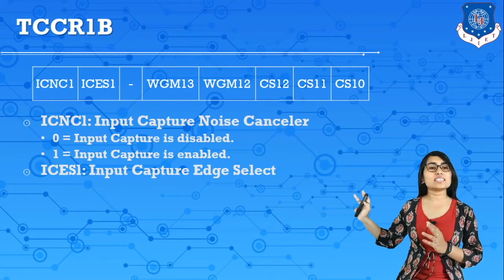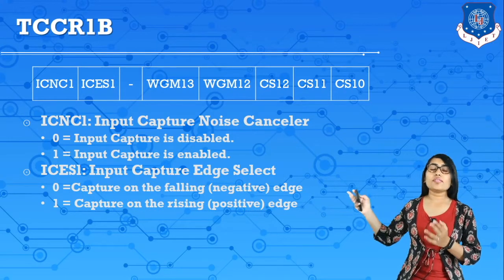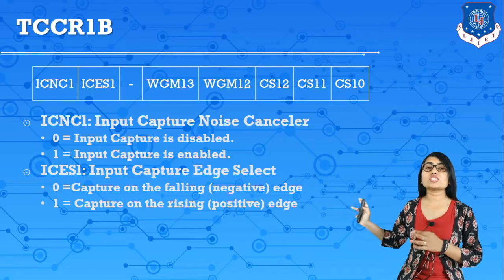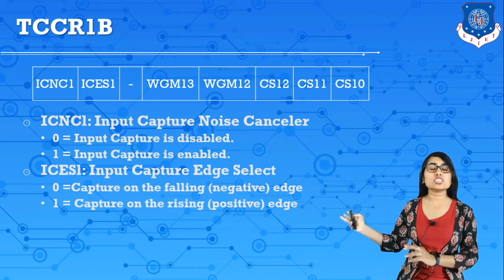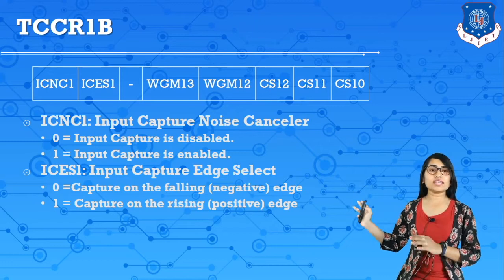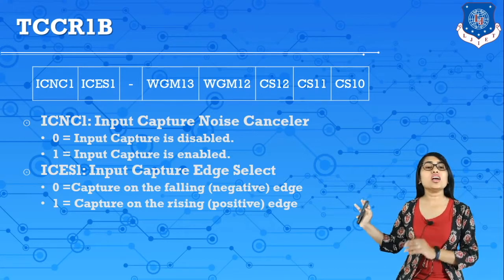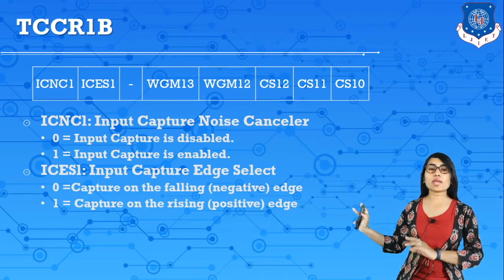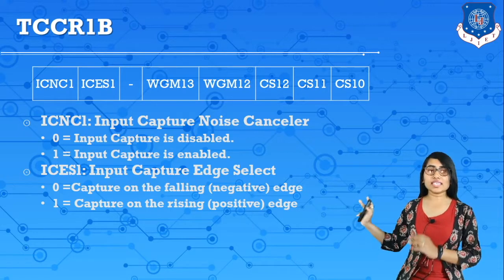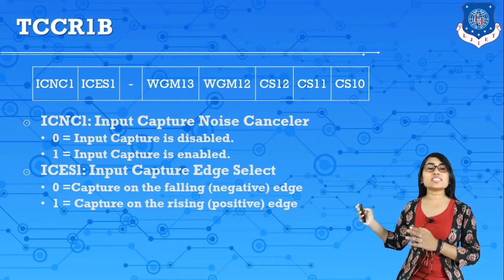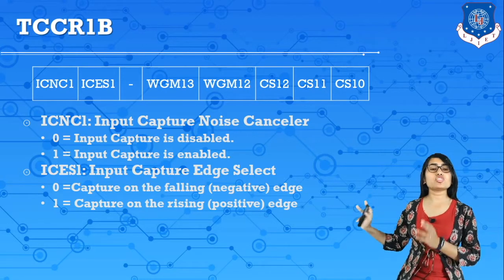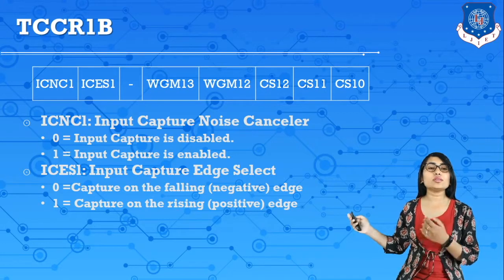Next is TCCR1B. It has ICNC1, ICES1, an unused bit, WGM13, WGM12, CS12, CS11, CS10. ICNC1 is the input capture noise canceler. 0 means it is disabled, 1 means it is enabled. Then ICES1 is input capture edge select. When 0, capture on a falling edge; 1, capture on a rising edge. So these are all the bits for the input capture function of Timer 1.